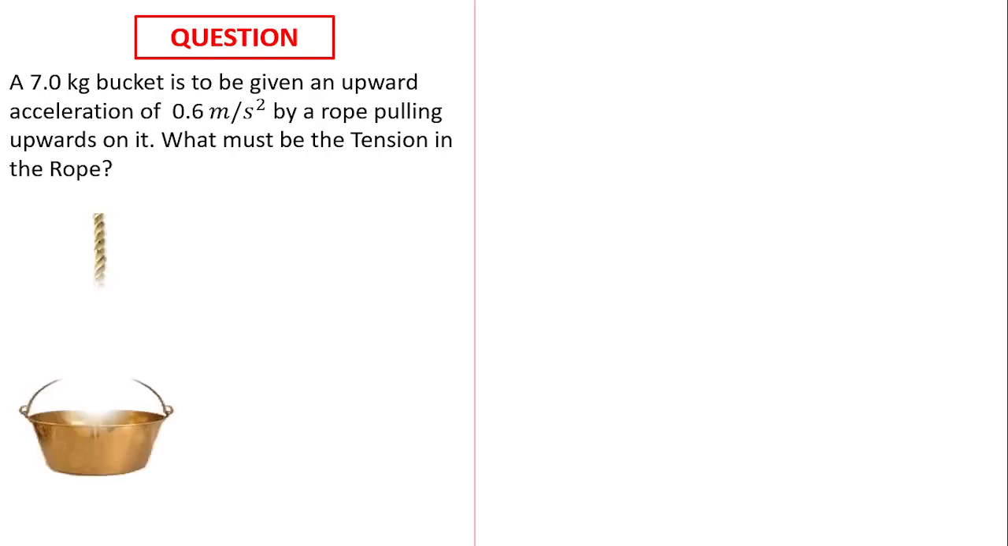So let me quickly analyze this question. We have been given a bucket, and this bucket is simply 7 kg, according to the information I've been given. This same bucket is having an upward pull in the rope, and this pull is having an acceleration, which is 0.6 meters per second.